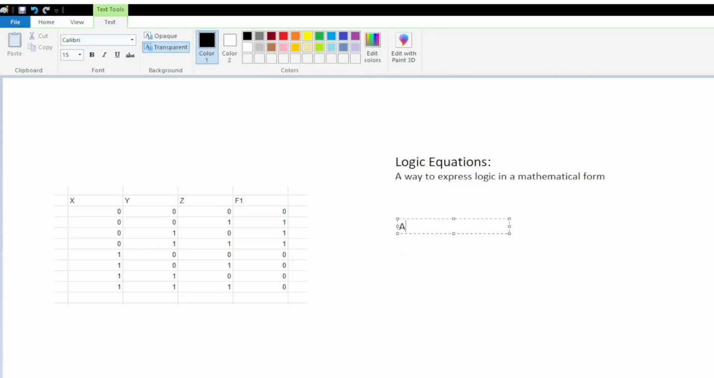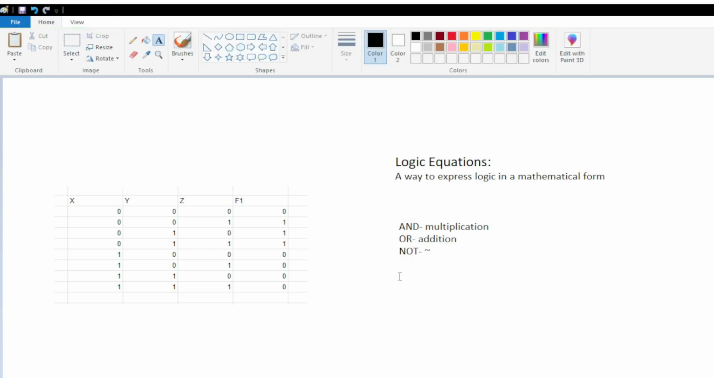There is AND, which is represented by multiplication, OR, which is represented by addition, and NOT, which is represented by a little tilde next to the input.